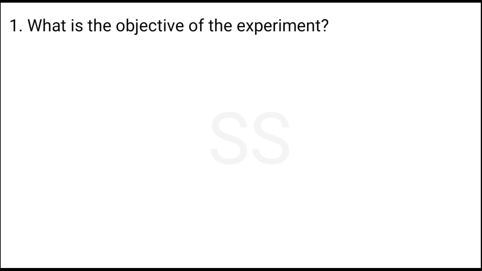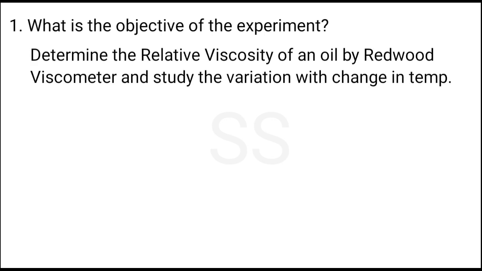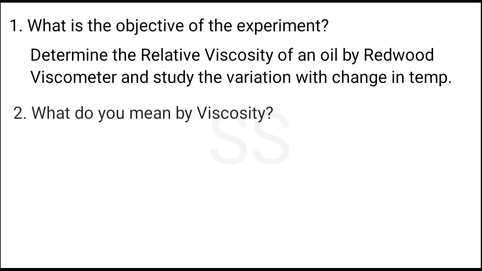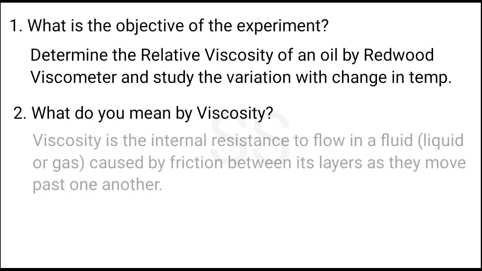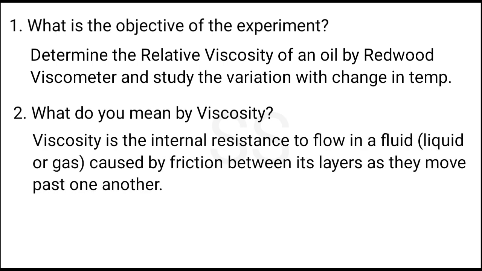The objective of the experiment is to determine the relative viscosity of an oil by redwood viscometer and to study the variation with change in temperature. What do you mean by viscosity? Viscosity is the internal resistance to flow in a fluid, liquid, or gas caused by friction between its layers as they move past one another.